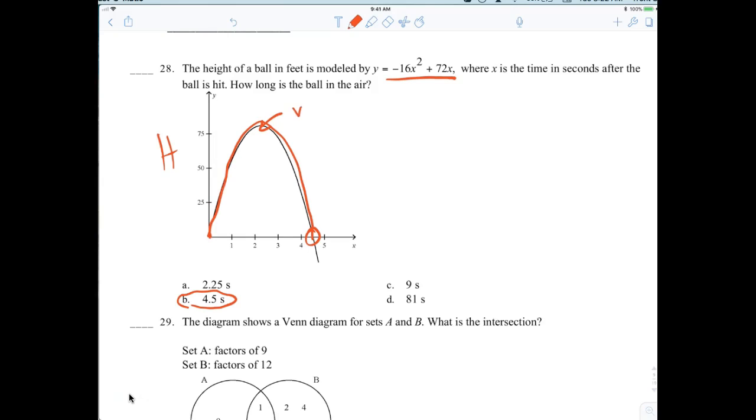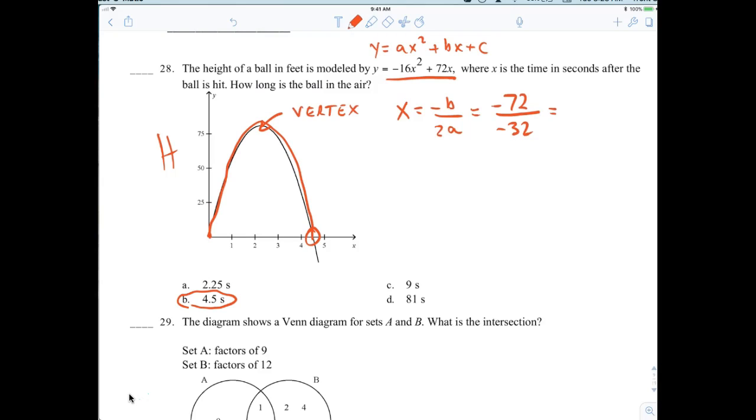This right here is called the vertex. I want to review this with you, and I want to make sure you remember it. The vertex is found by the equation x equals negative b over 2a. If you remember, your quadratic was y equals ax squared plus bx plus c. So what is b in this case? 72. B is 72. So x would be negative 72 over 2 times a, which would be what? Negative 32, thank you.